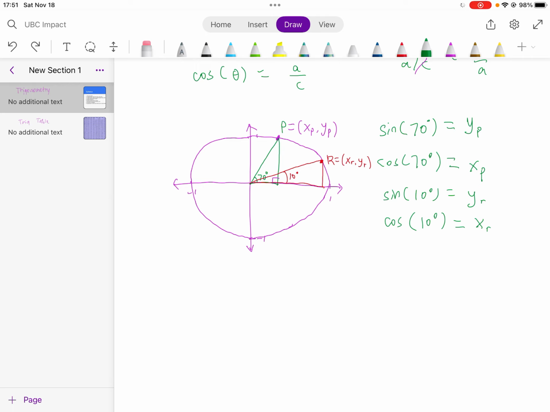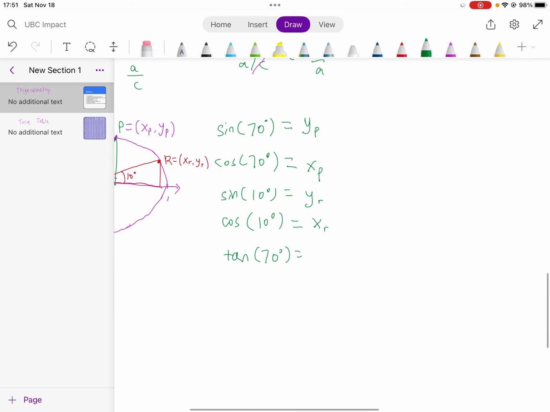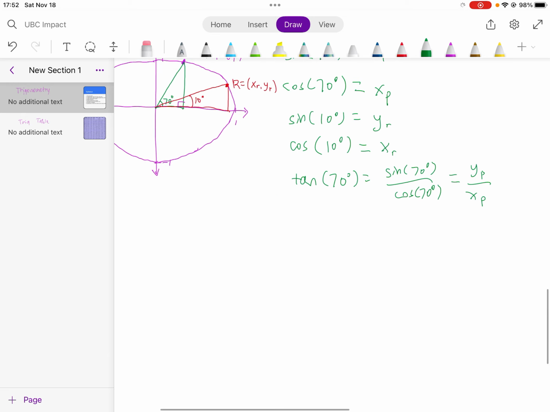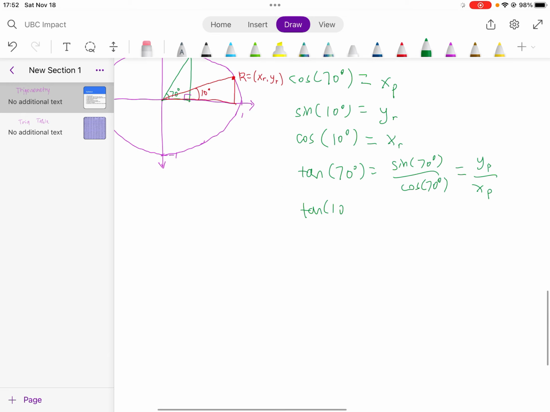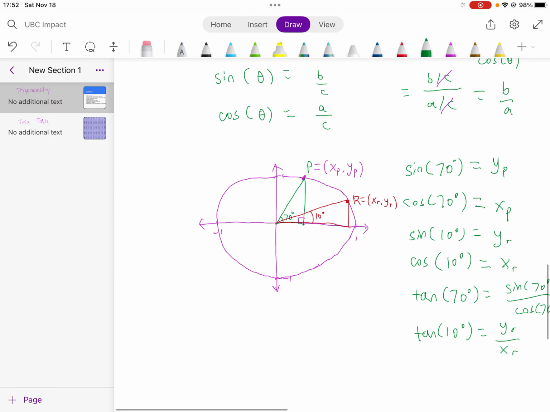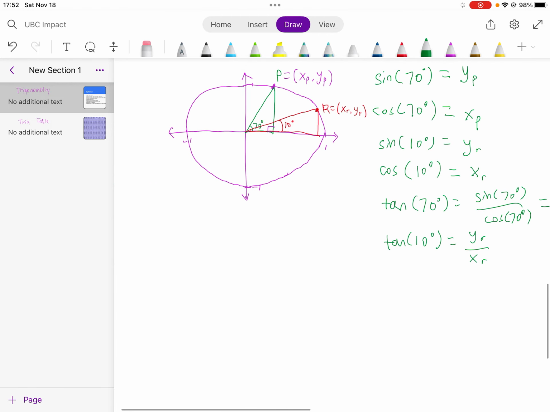Okay, now we're going to take a look at the tangent because we can't forget this one too, right? Now we know that the tangent is always equal to the sine divided by the cosine because we just showed that earlier. In this case, we can plug it in. Sine is yp and cosine is xp. So that's how you can find it. Similarly, the tangent of 10 degrees would be yr over xr. So you can find all three ratios directly just by reading off points on the unit circle.